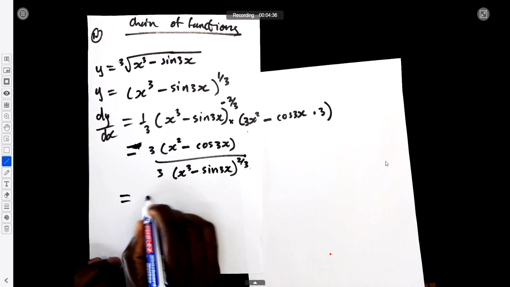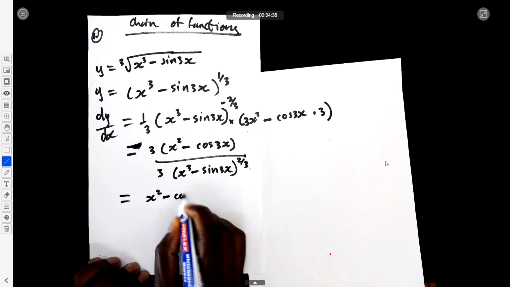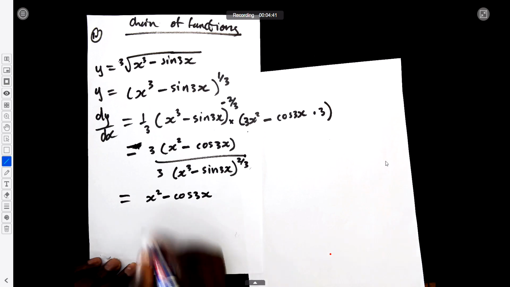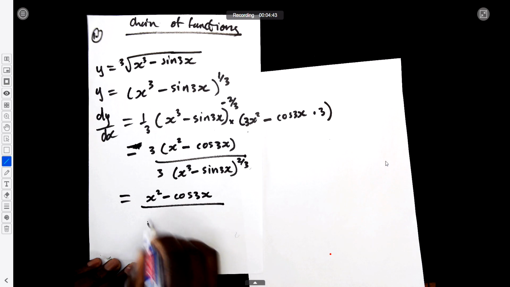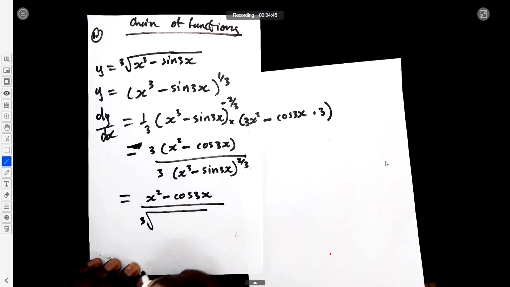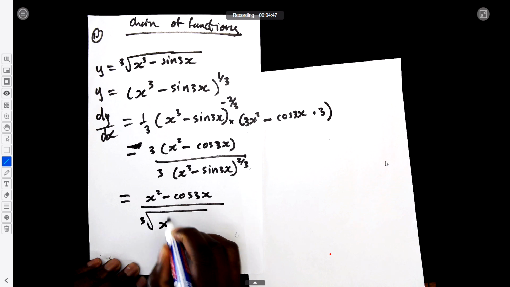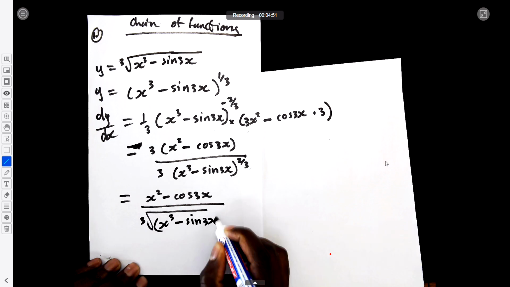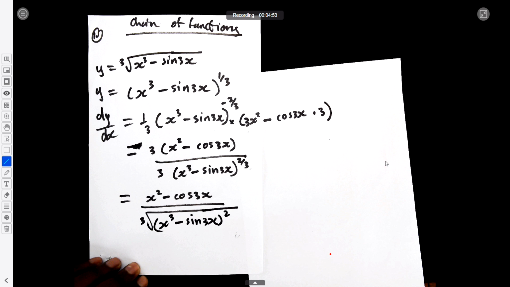So the final answer, normally you'll see it as x squared minus cos 3x, because 3 divided by 3 there, then all divided by the cube root of whatever is inside, x cubed minus sine 3x, all to the power of 2. So you can still change into exponential format, or you leave it in root form. So that is the homework you have.